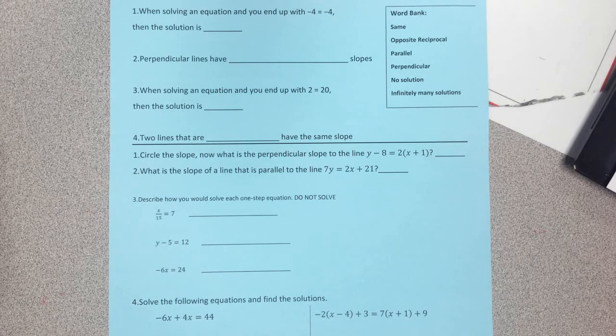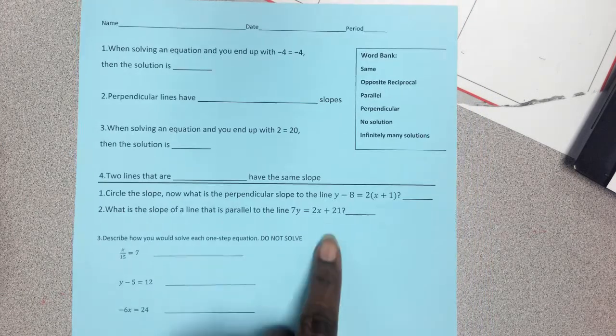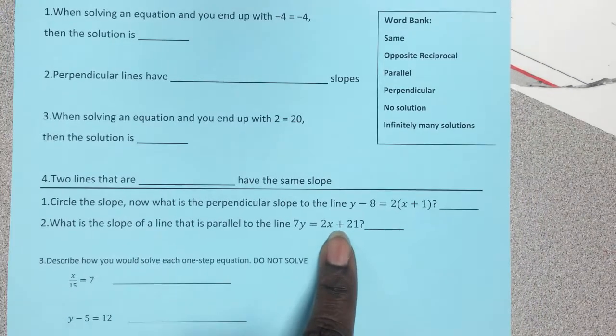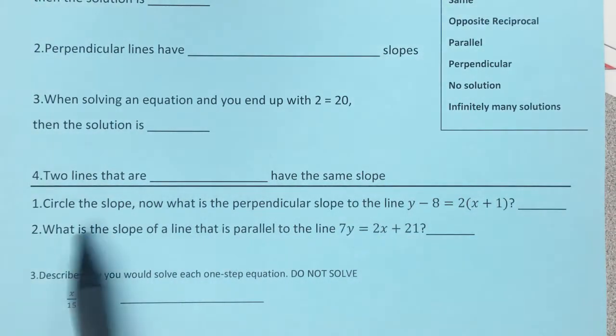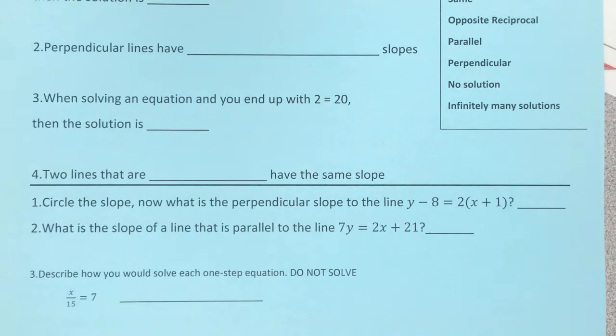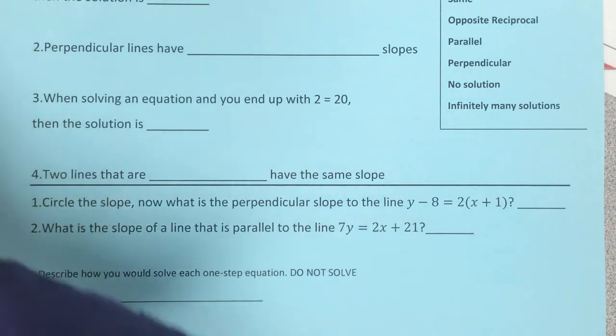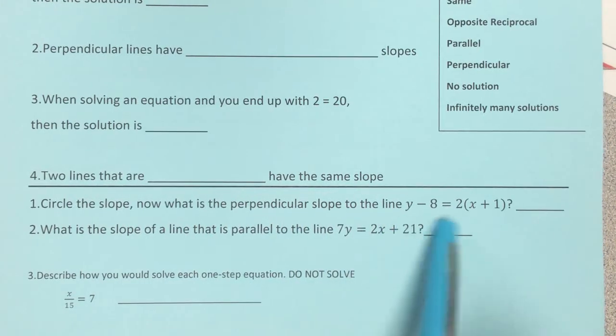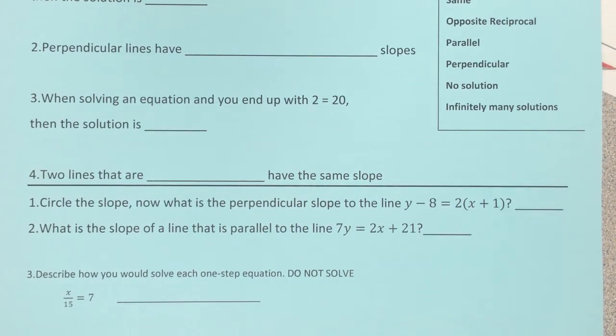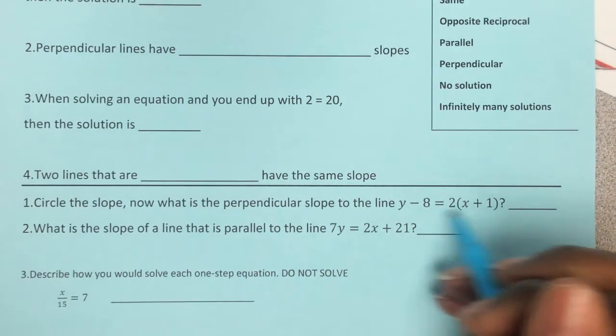This is a big one that I do need to talk to you about, knowing what the slope is for both of these. So, yes, I skipped this part just for now. But number one says circle the slope. And then now, what is the perpendicular slope to this line? So what is the slope right now for this line?